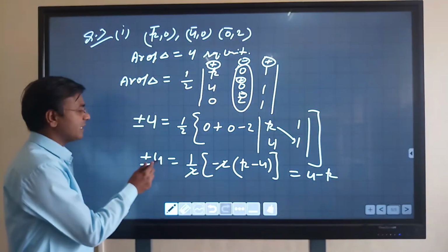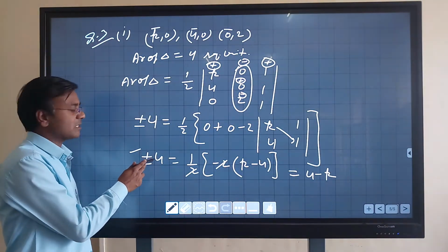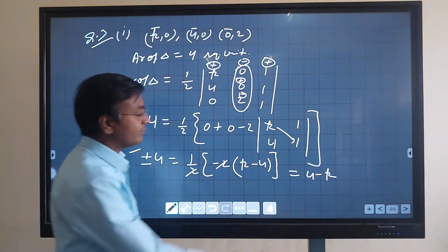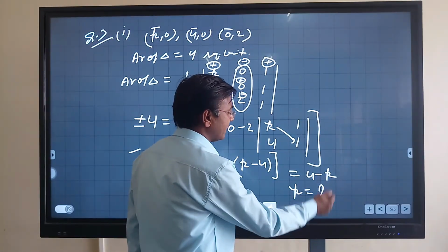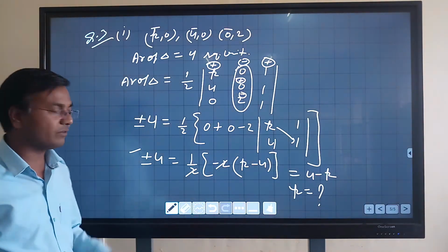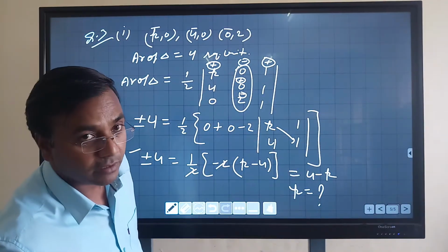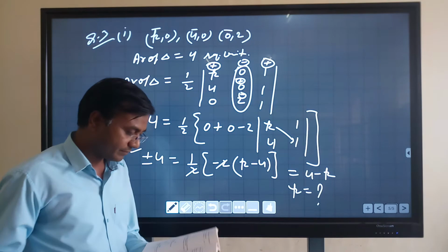And now we have plus minus 4, so take the plus sign, that is plus 4 and minus 4, and you will have the two values of k, right? So very easy that you can find yourself. So simplify this and get the two values of k, right?